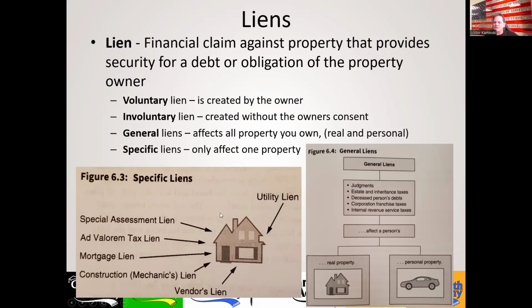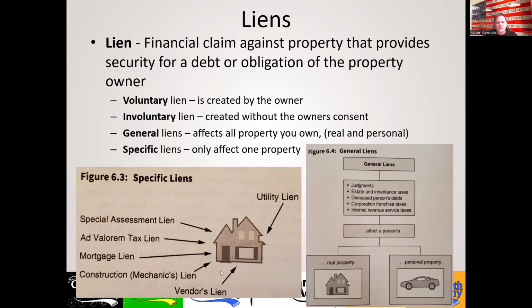Now, foreclosure is the legal process where a lien holder can force the sale of the property to get their money back that they're owed. That's basically, in a nutshell, what foreclosure is. And New Jersey is a judicial foreclosure state, meaning it has to go through the court system.